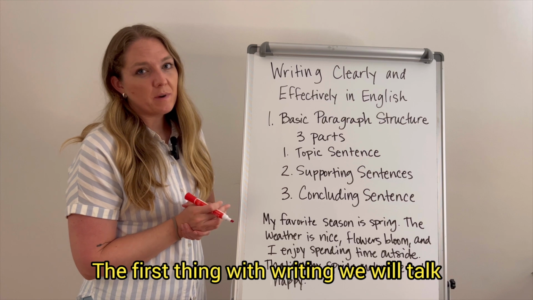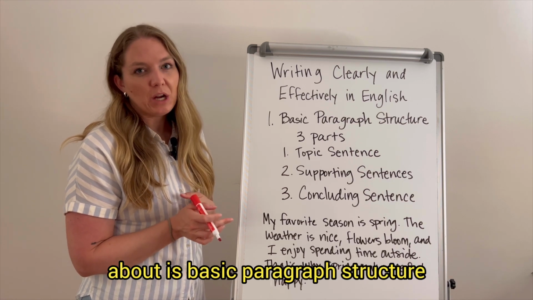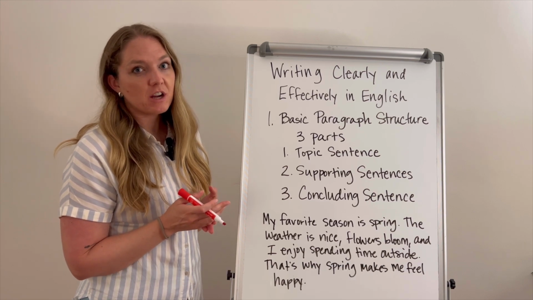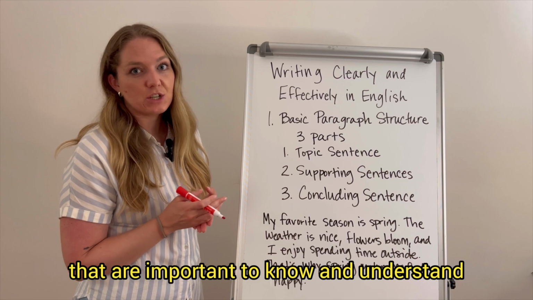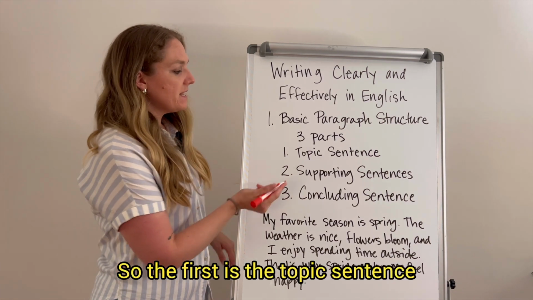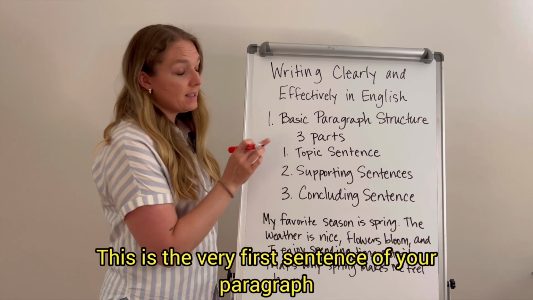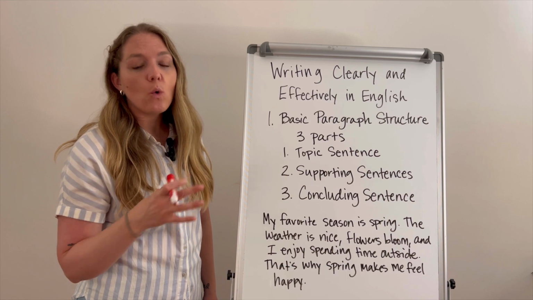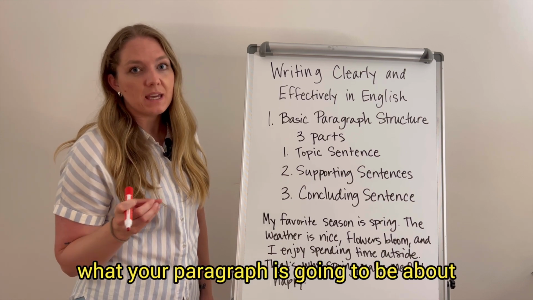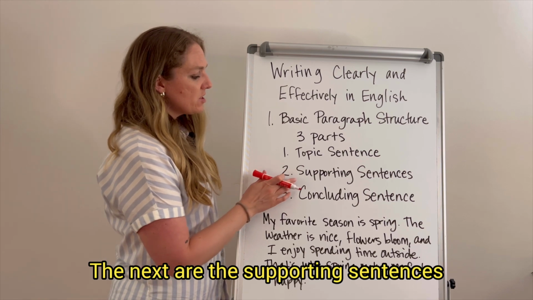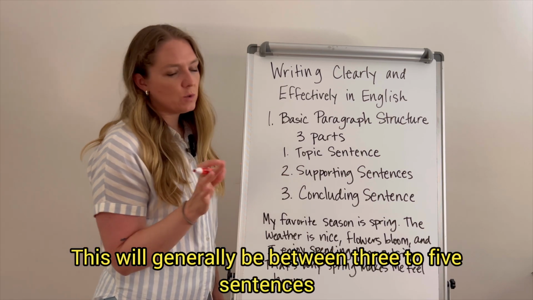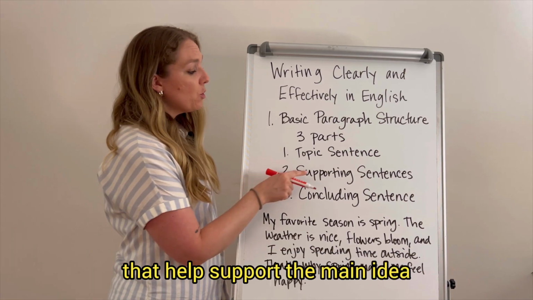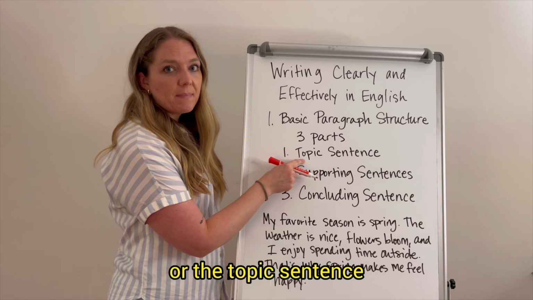The first thing with writing we will talk about is basic paragraph structure. There are 3 parts to a paragraph that are important to know and understand. So the first is the topic sentence. This is the very first sentence of your paragraph. It will tell your reader what your paragraph is going to be about. The next are the supporting sentences. This will generally be between 3 to 5 sentences that help support the main idea or the topic sentence.